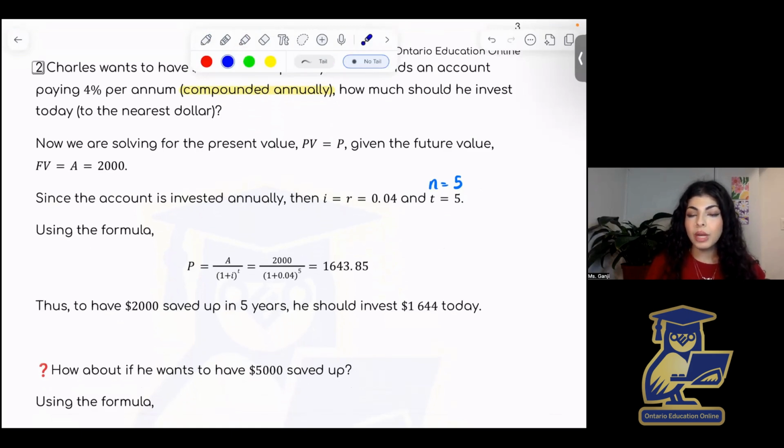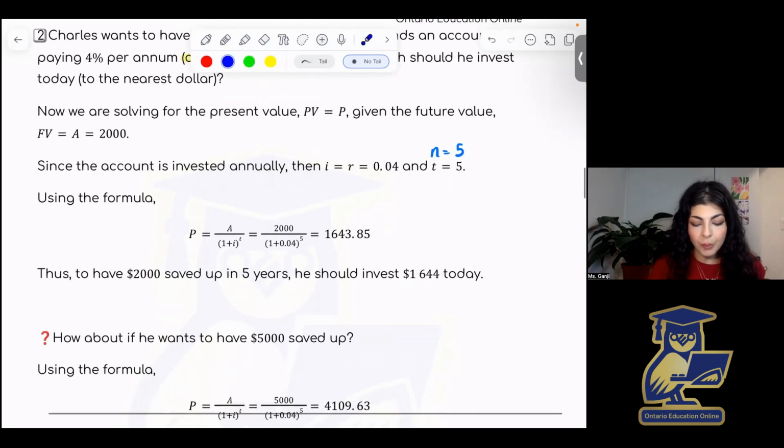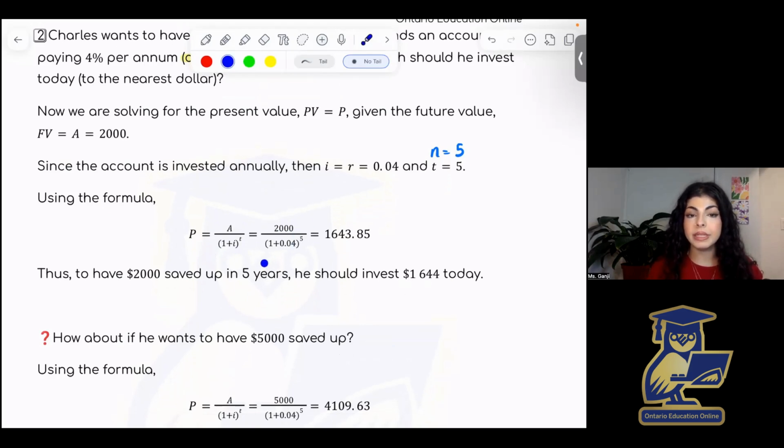And also, when it comes to the formula, you don't really need to remember both formulas, right? Because one is derived from the other. So as long as you remember the formula for future value equals present value times 1 plus I to the power of n, then really you can derive this from that very easily. So here, present value is going to be the future value divided by that 1 plus I to the power of n or t. And so we had $2,000, and it's going to be divided by 1.04 to the power of 5, which is going to give us $1,643.85.